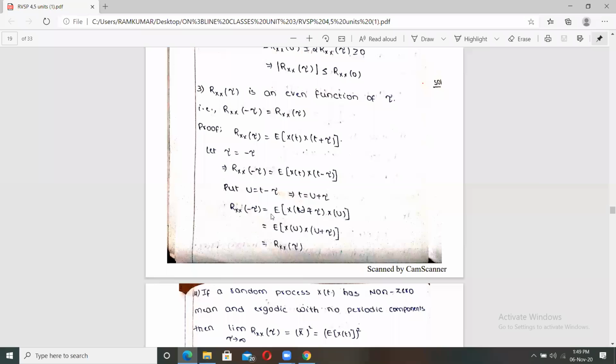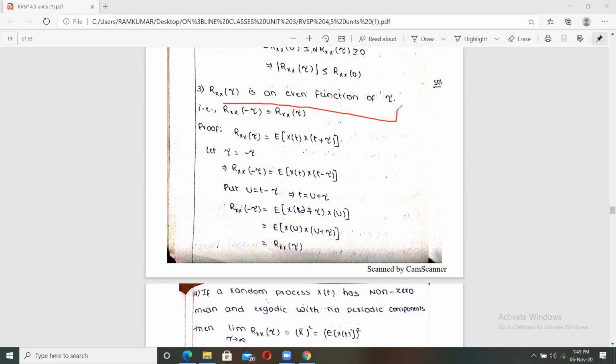And the third one is R of tau is an even function of tau. Autocorrelation function is an even function. Also remember, autocorrelation function is an even function. Even function means like cos of minus x equal to cos x.